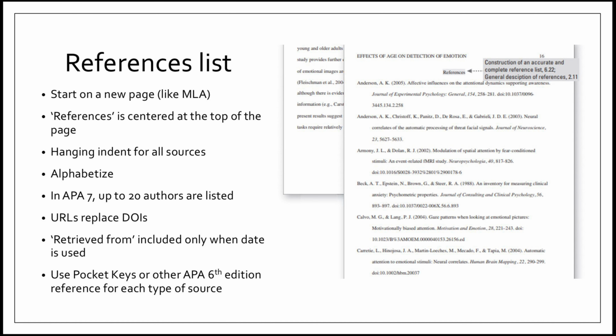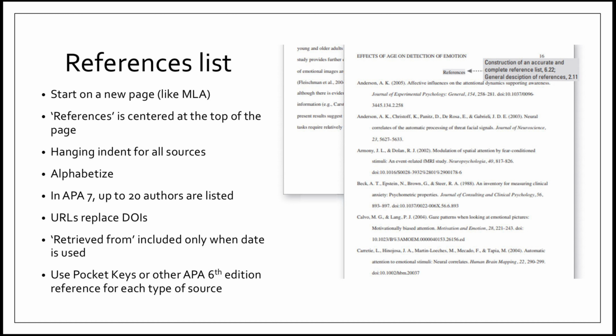All right. Let's get down to this references list. Just like in MLA, it's going to start at the top of its own page. You're going to know immediately that this example is an APA 6 paper because it has the running head at the top for a student paper. In APA 7, you won't have that running head at the top of the page. But at the top of the page, you're going to have References centered.